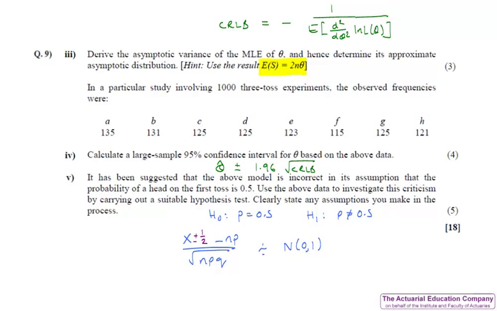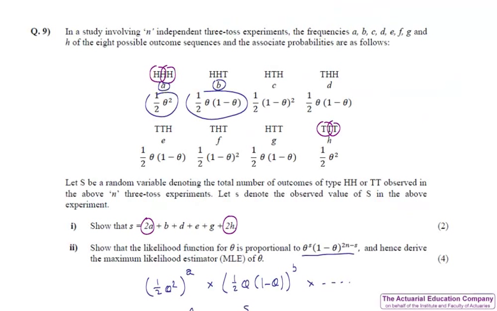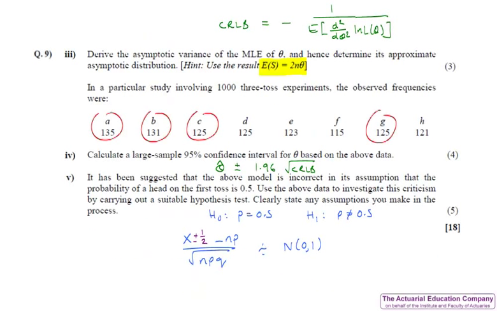Well, what is x? Well, x is the number of successes, i.e. the number of experiments which have a head on the first toss. This will be options A, B, C, and G. So adding these up gives us x is 516.